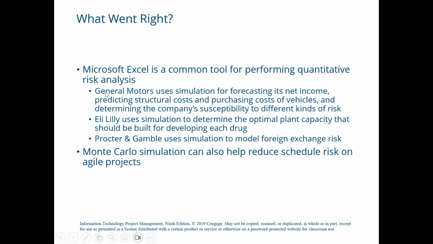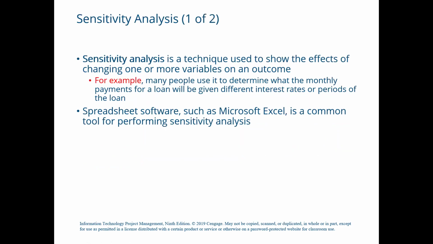So some examples of companies which are using Monte Carlo simulations are shown here. For example, General Motors uses simulation for forecasting its net income, predicting structural costs and purchasing costs of vehicles, and determining the company's susceptibility to different kinds of risk. Another example is Eli Lilly, which uses simulation to determine the optimal plant capacity that should be built for developing each drug. Also, Procter & Gamble uses simulation to model foreign exchange risk. Monte Carlo simulation can also help reduce the schedule risk on agile projects as well.